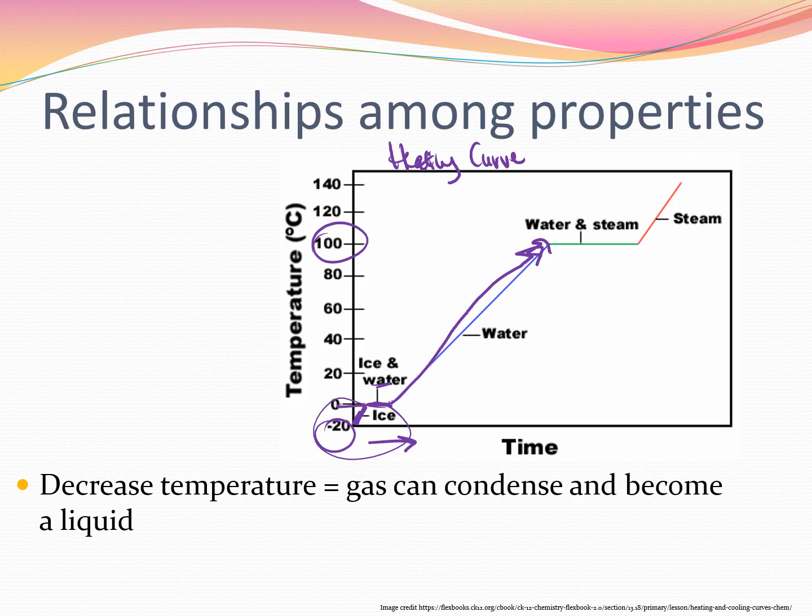And at this point, we're going to add more heat over time, but the heat is not going to make the water warmer. Instead, it's going to convert that water into a gas, into water vapor or steam. We can also decrease the temperature of that water gas vapor. We can cause it to condense to become a liquid.